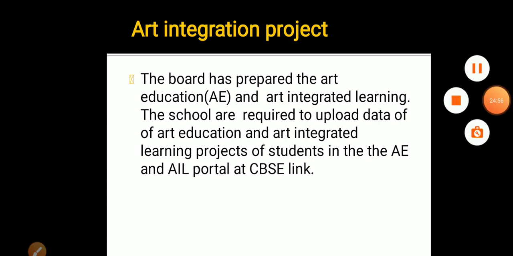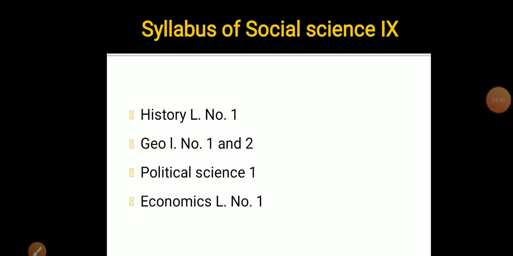So children, here I am concluding today's video. Before concluding, I just want to tell you the syllabus for both classes. Here I have mentioned the syllabus of social science for 9th standard. History lesson number 1 is there. Then from geography, 2 lessons are available for the quarterly exam, lesson number 1 and lesson number 2. From political science, only 1 lesson is available, and from economics, lesson number 1. You can take a screenshot of it for convenience.